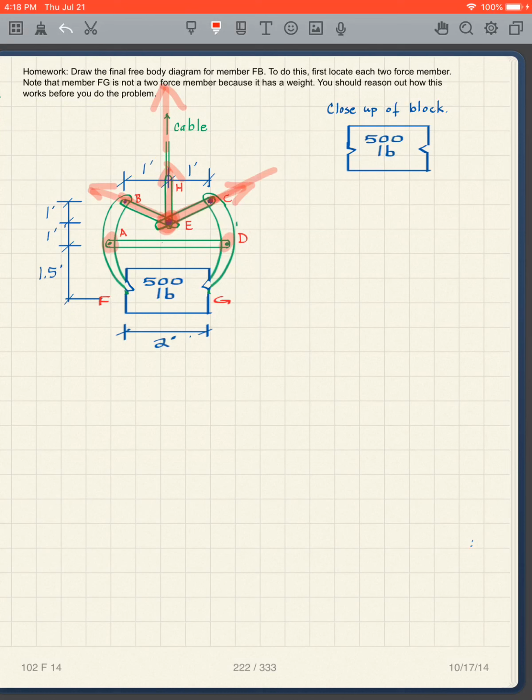As point C moves outward and point B moves outward, then point F will move inward and point G will move inward. And we are then grasping this block of ice or whatever, and we can lift it.